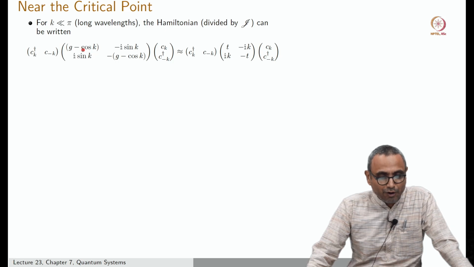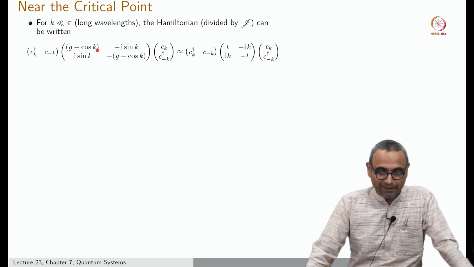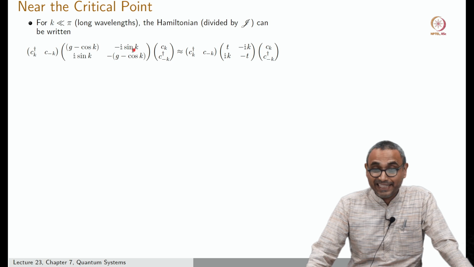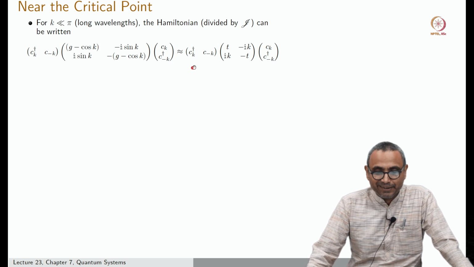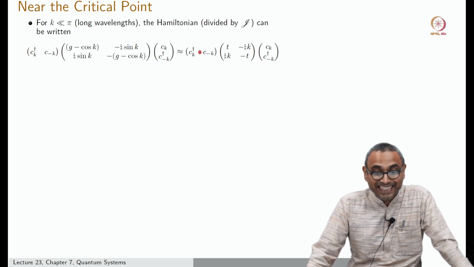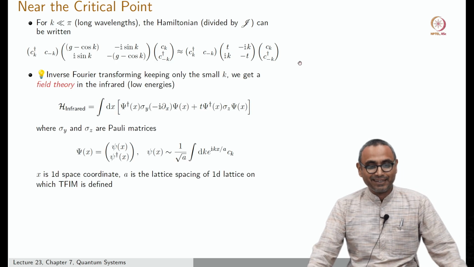So when k is small, I can write cos k as 1 minus k squared by 2, and it has no linear term in k, and sin k is just k for small k. So to linear terms in momentum, this term looks like g minus 1, which is t, remember, and minus t here, and then this is just ik minus ik and ik, and you see this. So now you see something absolutely spectacular.